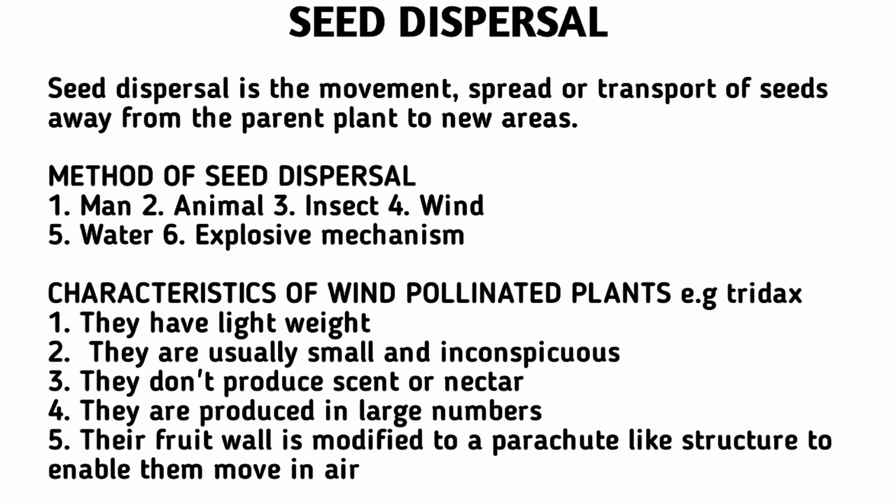Also, they don't produce scent or nectar. It is usually insect pollinated plants that produce scent. Also, they are produced in large numbers. Also, the fruit wall is modified into a parachute to enable it to move in air.